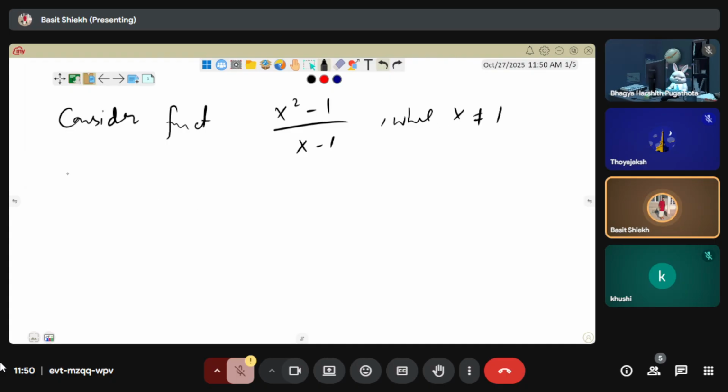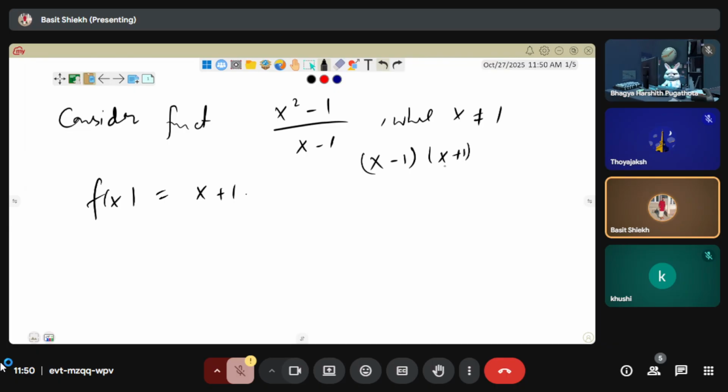So let's solve the question. F of x equals x square minus 1 divided by x minus 1, where x is not equal to 1. This can be written as x minus 1 into x plus 1 divided by x minus 1. Since x is not equal to 1, I can cancel these two, then it will become x plus 1. What will be the graph of this function?